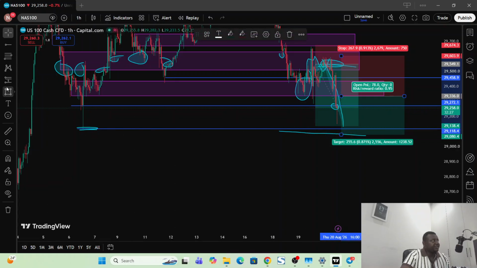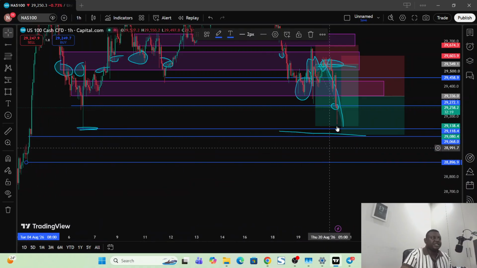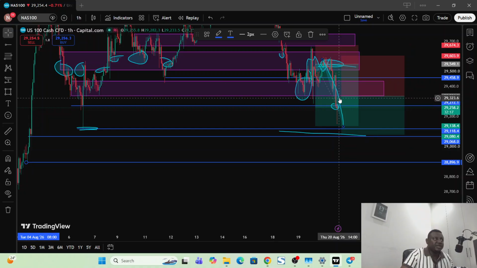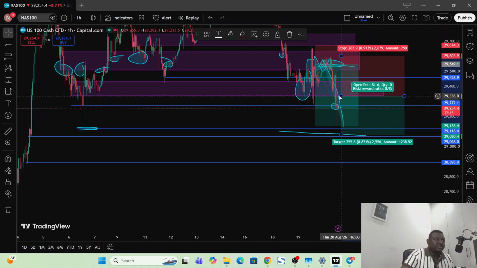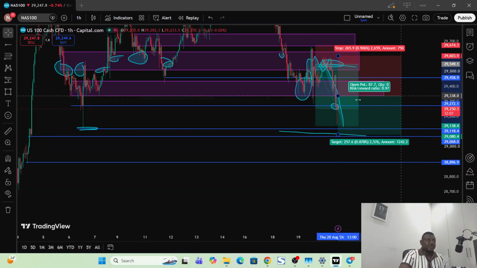So in this case, the next low is this zone and this zone. So if I'm going to take a trade, I'm going to wait a bit longer for the market to come back into my entry zone. And once it enters my entry zone, I'm going to sell it down and we're going to make money off this. So this is the second signal that I'm giving.